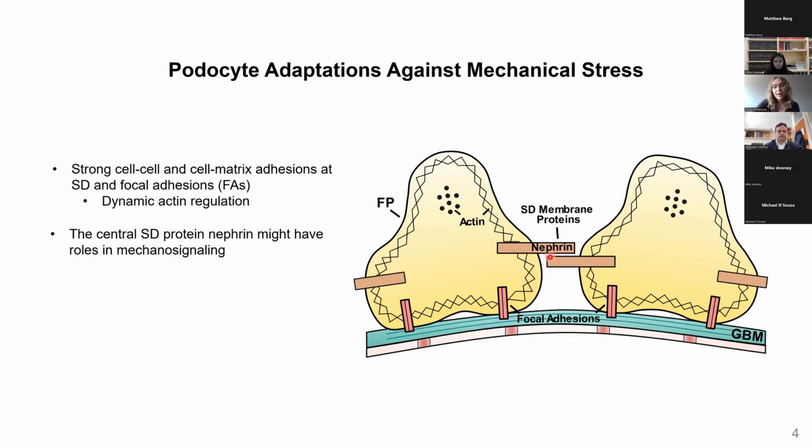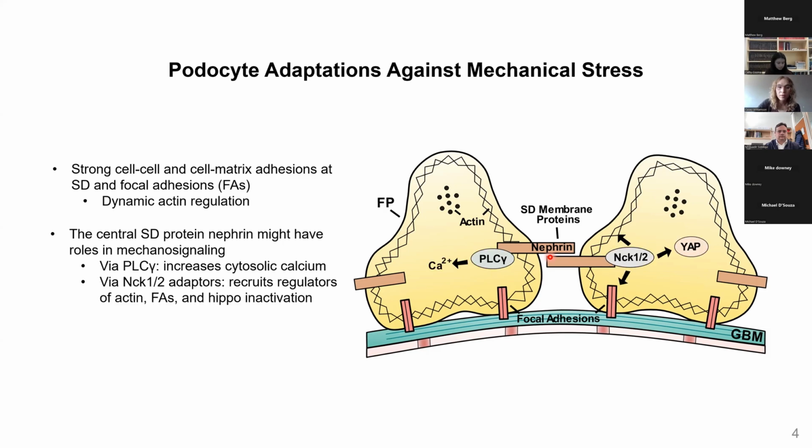The central slit diaphragm protein known as nephrin might have roles in mechanical signaling, and this can be carried out through signals, for example, through phospholipase gamma, which can then signal to calcium signaling, and calcium can then control some of the actomyosin signaling, or contractility. Through NCK adapters as well, there can be dynamic actin regulation, Hippo inactivation through YAP, and there could also be potential crosstalk with focal adhesions. However, nephrin's role in mechanosignaling or podocyte force transduction remains uninvestigated.